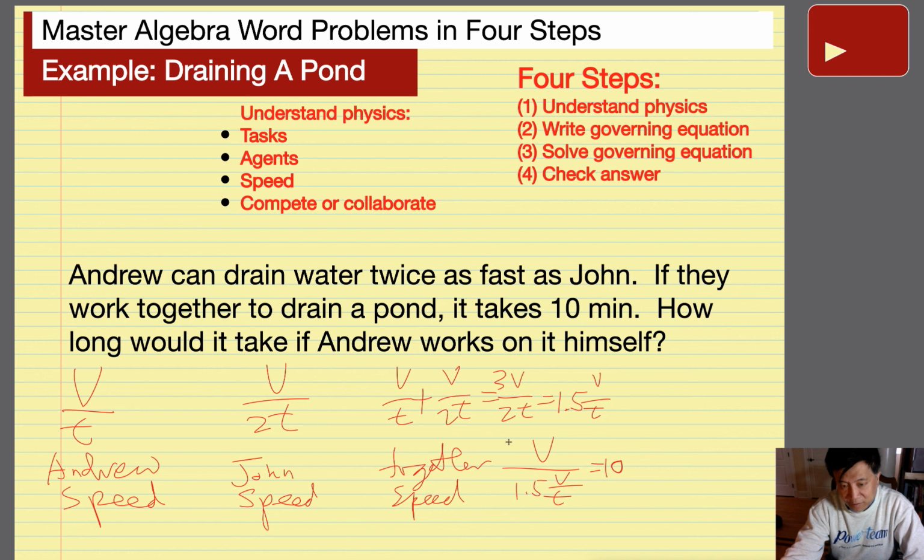Now there are many ways to solve this governing equation. You can apply a lot of different techniques, but here we can cancel out the V, and it's basically t divided by 1.5 is equal to 10. Therefore, the time it takes for Andrew to finish this task by himself is 15 minutes.